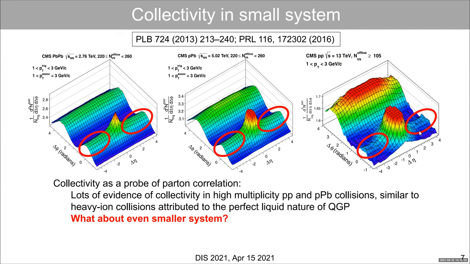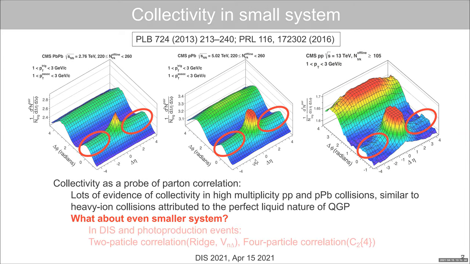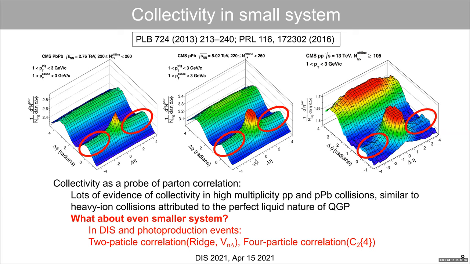So lastly, we wonder, what about even smaller systems, and specifically, what about the situation in EP collision systems? In our analysis, we consider the DIS and the photoproduction processes and use two-particle and four-particle correlations as observables. So firstly, let me begin with the DIS part.